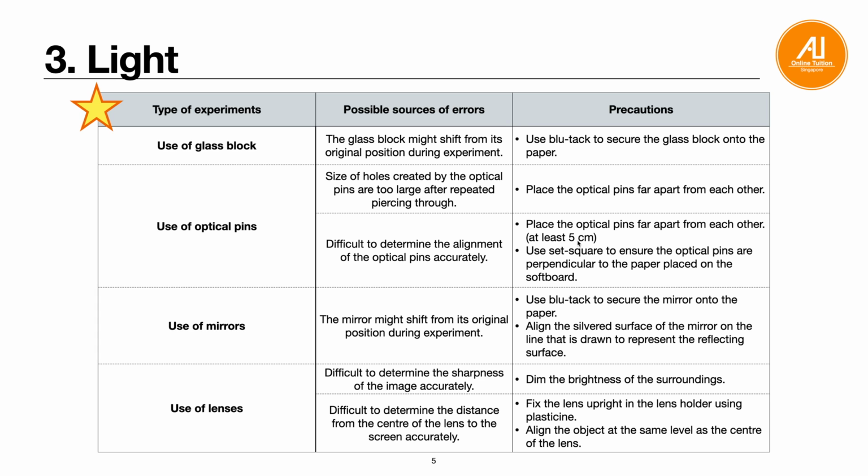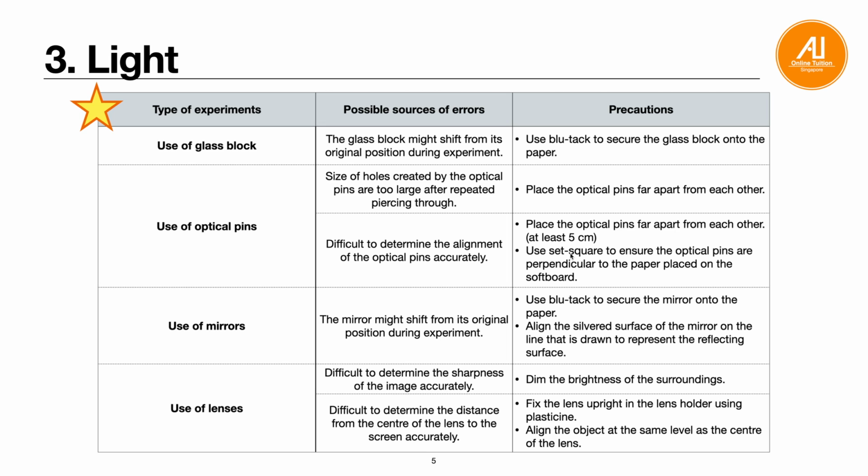And then if you have tried this experiment before, sometimes when you insert the pin into the softboard, it might be a bit slanted. So ideally, if possible, you should use a set square to ensure the optical pins are perpendicular to the paper. Maybe initially when you pin it, it's a bit slanted, then you try to see it from the eye level. If you realize the pin is a bit slanted, you can use a set square, place it on the softboard, and then you pull out the pin and pierce it through again, in this case perpendicularly.